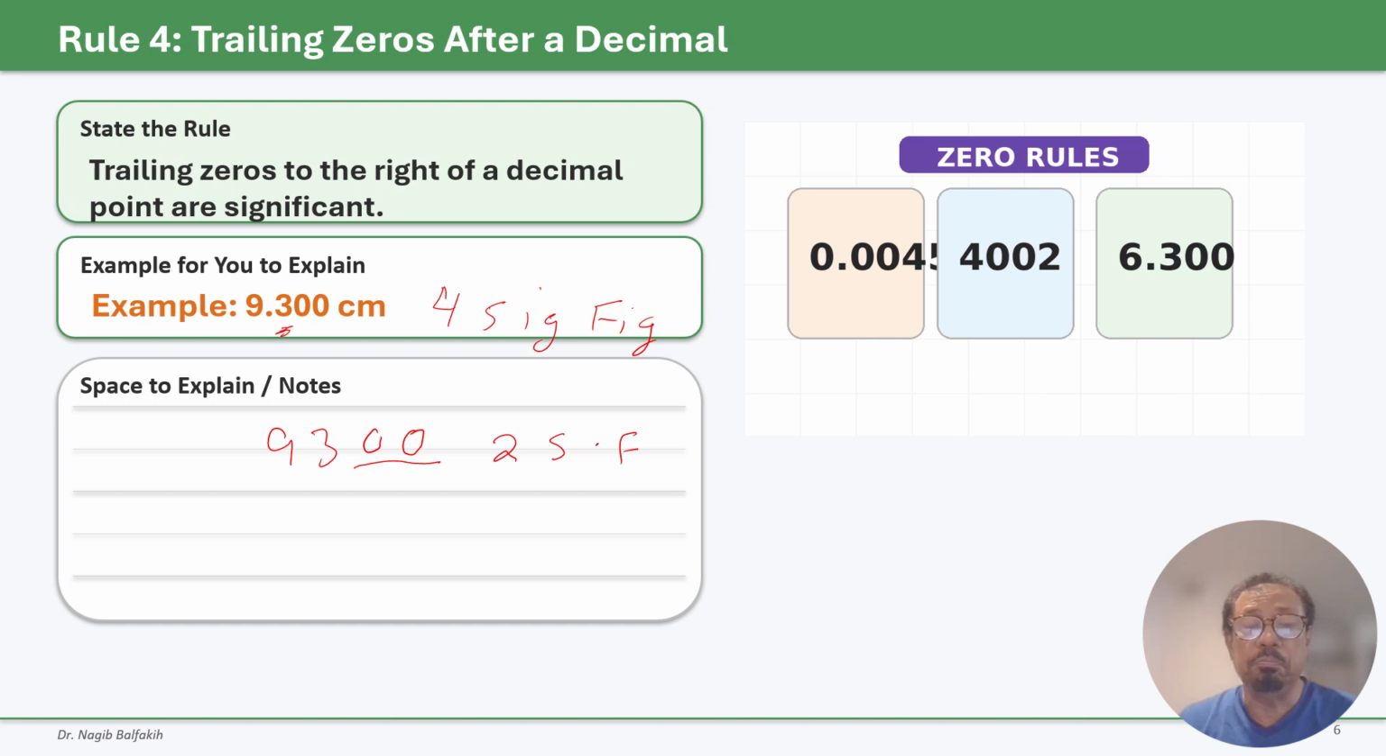Now, if I want these two zeros to be counted as significant, just say now I have 4 sig figs. Again, another way to do it. Now, if these two zeros are significant and I want these two zeros to be counted, I can add the decimal point at the end of the number. So these are 4 sig figs.